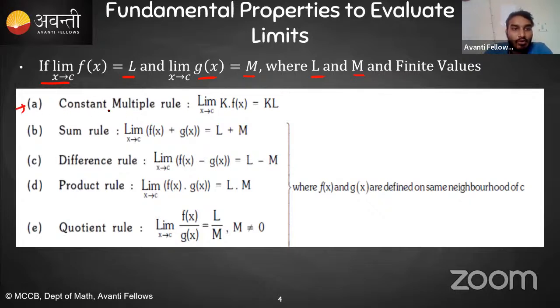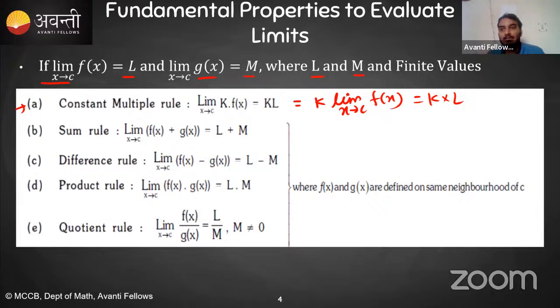First is the constant multiple rule. If we have multiplied our function f of x with some constant k, then the limit at x equal to c is simply k times L. Or you can say that k can be taken outside, and it is nothing but k times the limit as x tends to c of f of x only, which is kL. Is this clear? If you multiply with some constant k, just take the k outside.